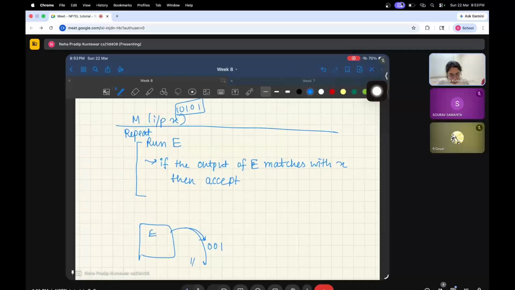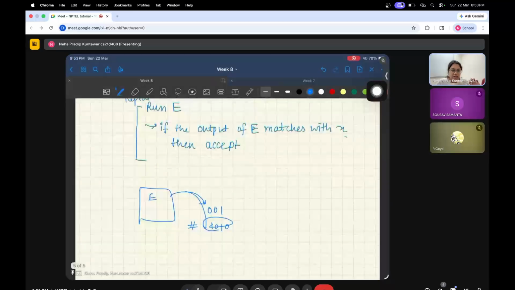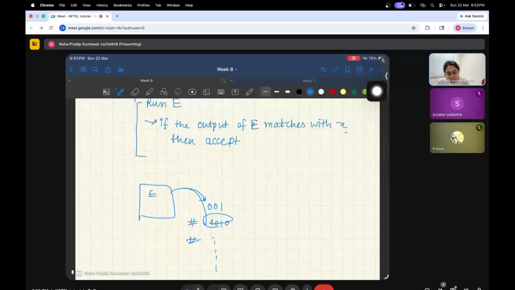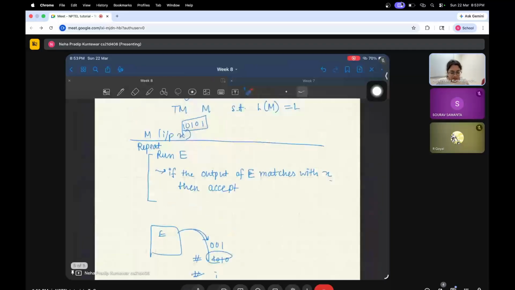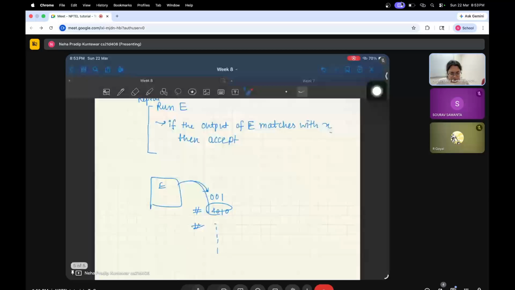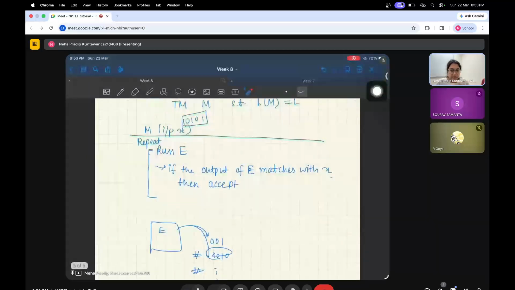There is a separator, and it prints something else. Again, check if this matches with X. If not, then you keep on repeating. There are infinitely many strings. If the enumerator ever prints X, which is, let's say, 10101, then it will be caught in some step, because you are doing this serially. Then definitely at some point you are going to accept.